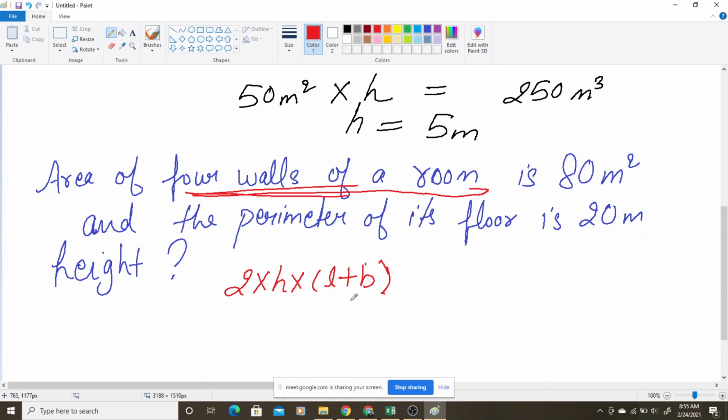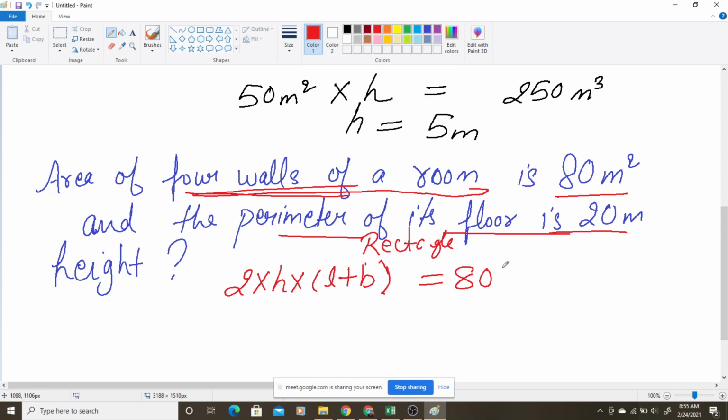This is the formula we use, and it is equal to what? 80 meter square, because the area of the 4 walls is equal to 80 meter square. So we will use this formula, and see what is given: perimeter of its floor. In which shape does the floor of any room look like? It looks like a rectangle.